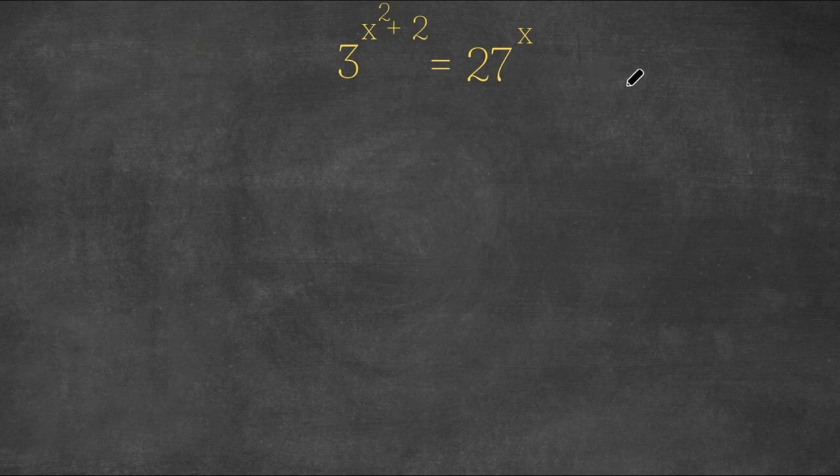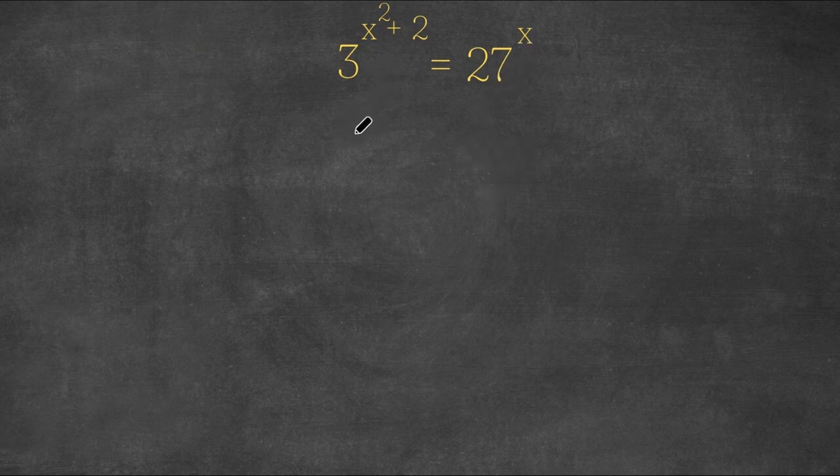What we're first going to do is make our bases the same, because whenever we're solving exponential equations, we always want to make our bases the same to make the equation easier to solve. As you can see right now, our bases are 3 and 27, which aren't the same. So we're going to convert 27 to make it equal 3. And 3 to the power of what equals 27? 3, right? 3 to the power of 3 equals 27.